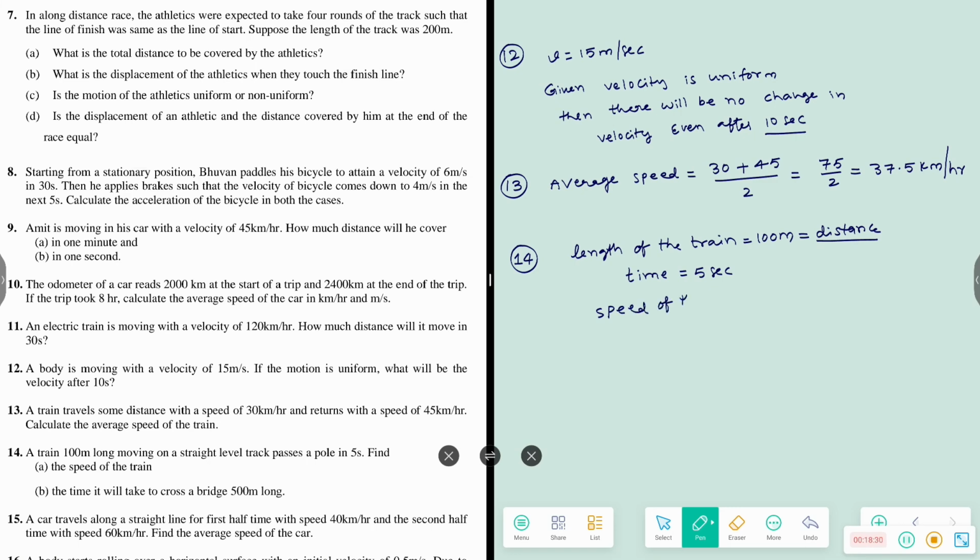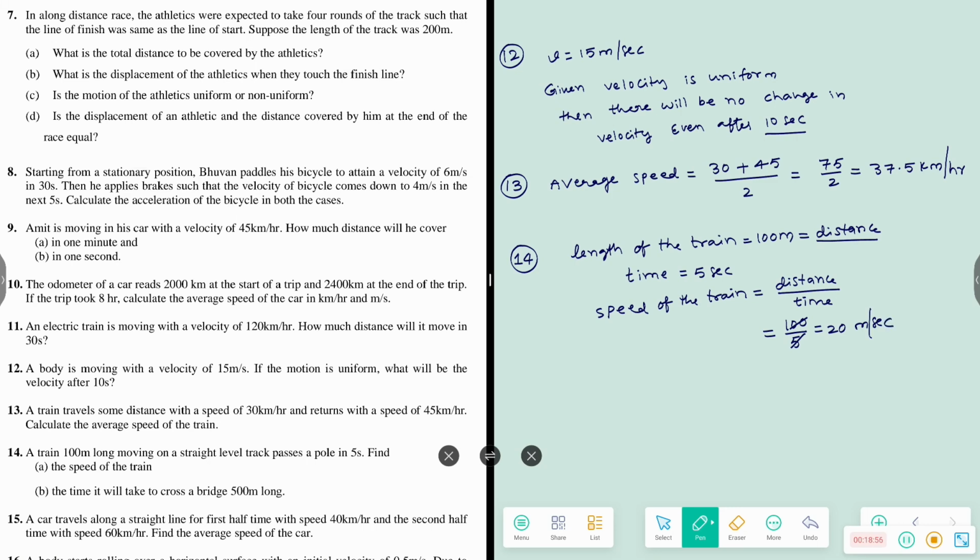Speed of the train is equal to distance by time. So it is 100 by 5. After cancellation it is 20 meters per second. This is the speed of the train.